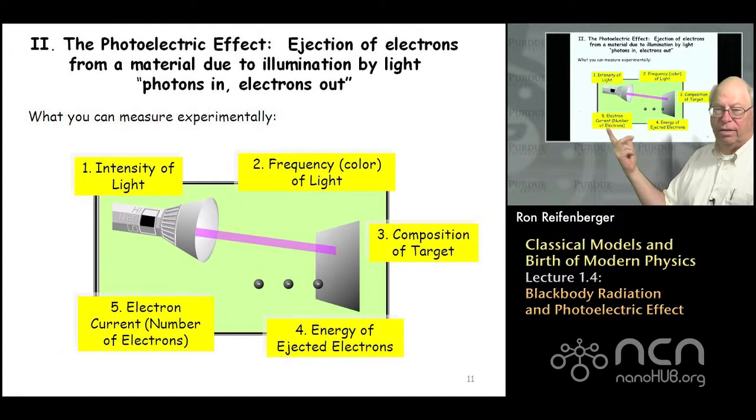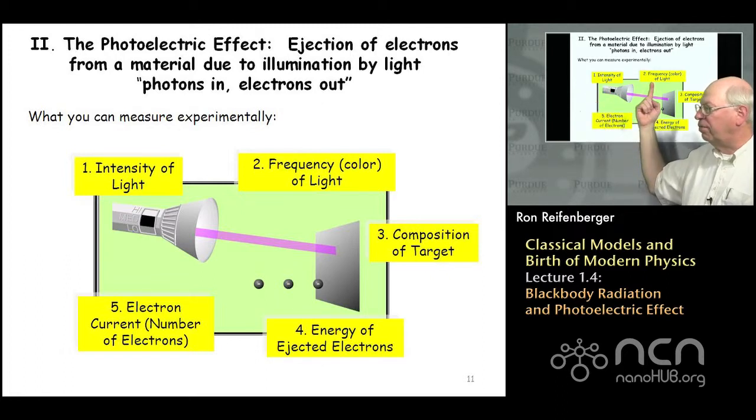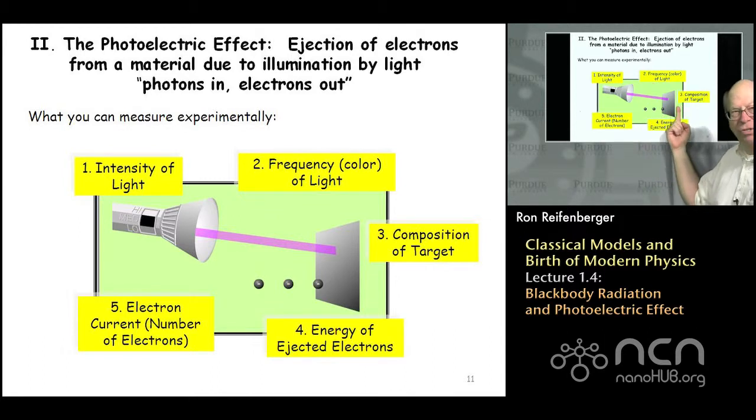And what you can do experimentally is you can investigate this and you can start to lay out how the ejected current, how the photocurrent, depends on, for instance, the intensity of the light, and how it depends on the frequency of the light, which basically means the color, right? There's an issue about the composition of the target. You have to worry about whether the target is made out of copper, silver, gold, and so on and so forth. You can investigate the energy of the electrons that are ejected. And then lastly, you can also measure the number, the electron current that's ejected.